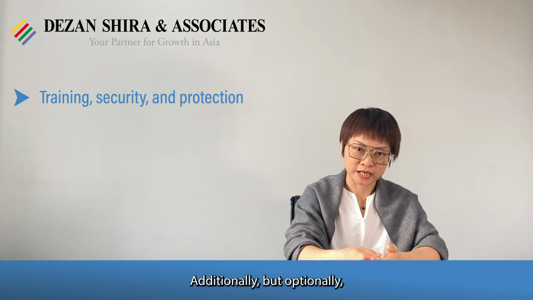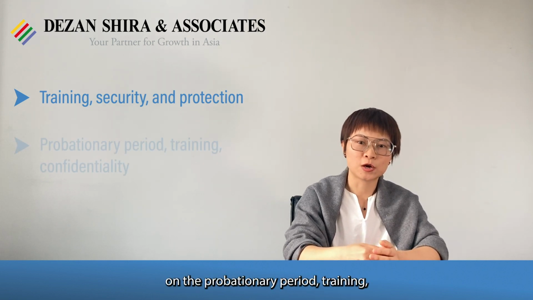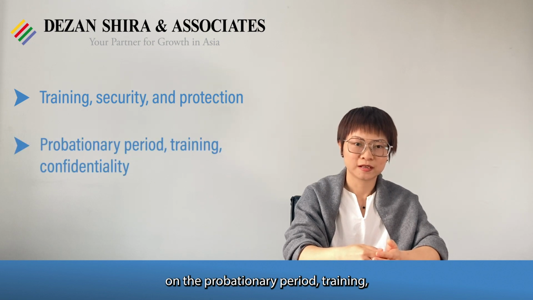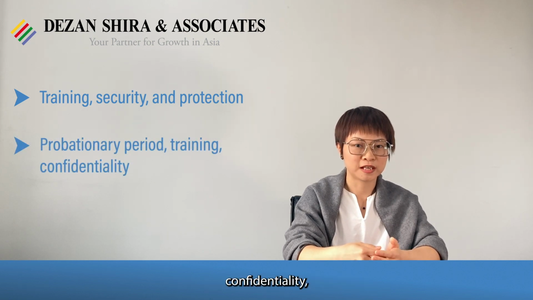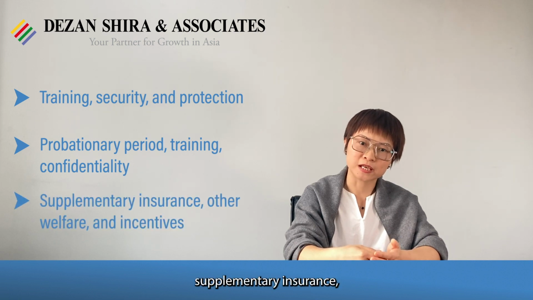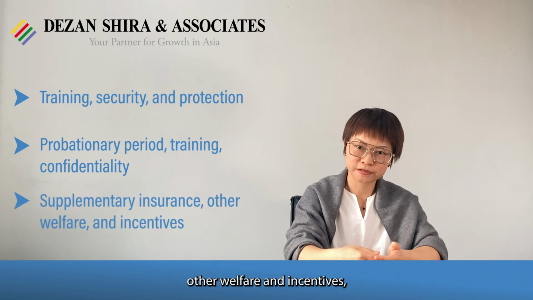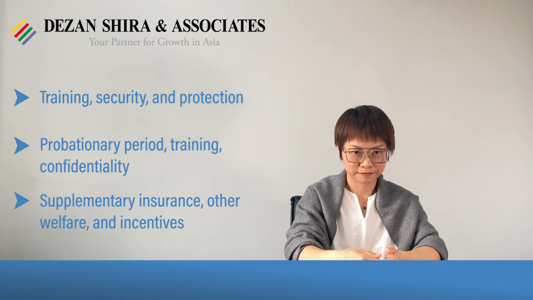Additionally, but optionally, both parties can agree on probational period, training, confidentiality, supplementary insurance, other welfare, and incentives, and then stipulate these terms and conditions into the employment contract.